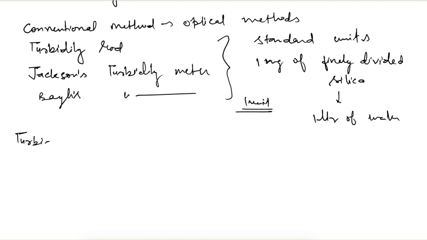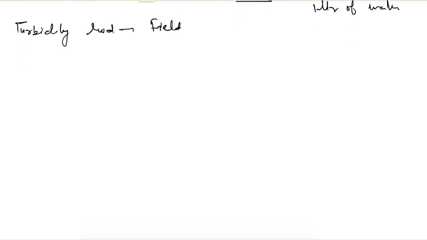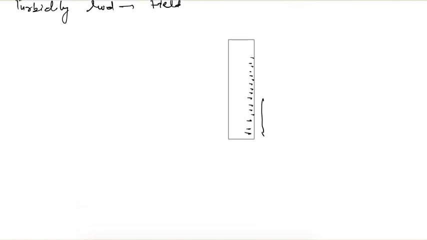Let's see the turbidity rod first. This is the easiest and a field method, while the others are lab methods. In this we have an instrument called the turbidity rod, which is simply a graduated scale. These graduations are directly related to the standard unit of turbidity. So if you read the graduations, it will directly indicate the turbidity. Here there is a platinum needle attached with the help of a nickel ring.